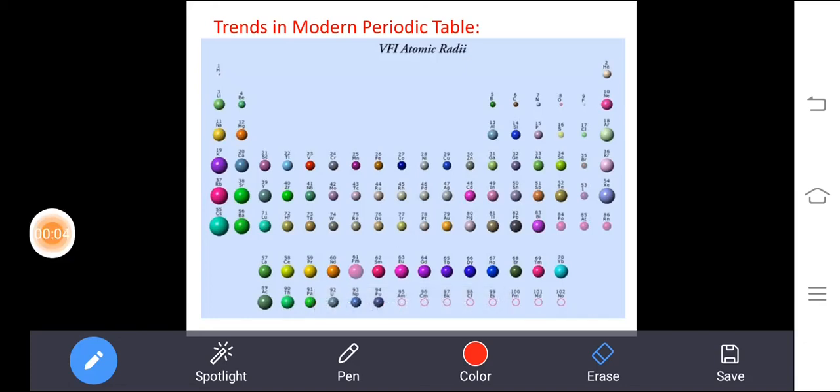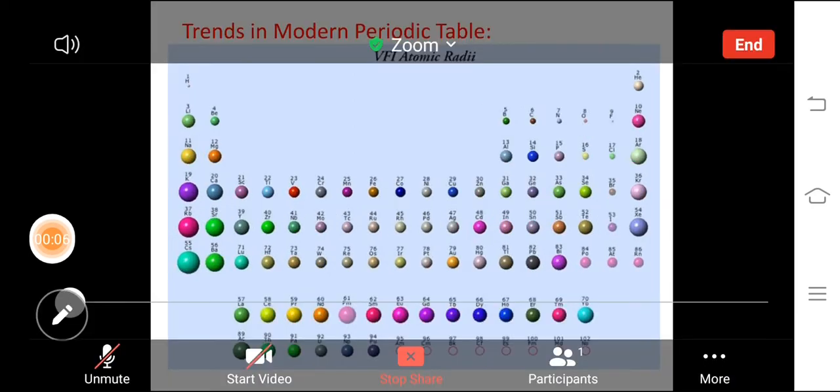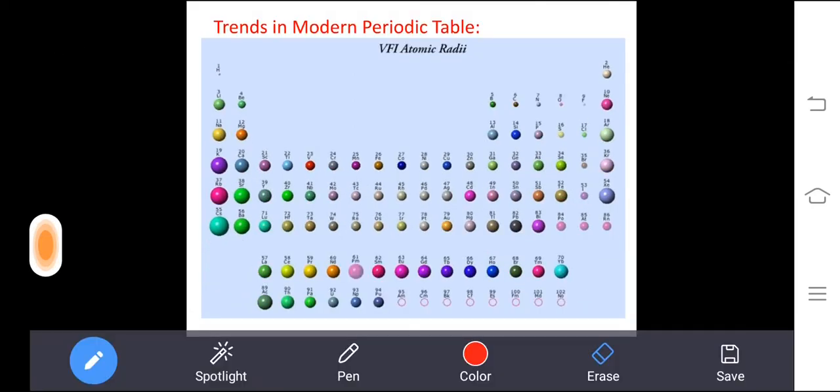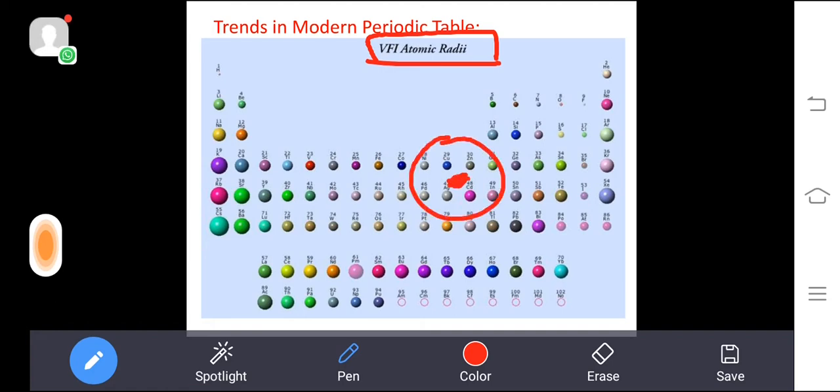Welcome to Conceptual Chemistry. In this section, we are going to discuss the trends in the modern periodic table. What are the various trends observed in the periodic table? First trend, atomic radius. What will happen to the atomic radius when you move from left to right and top to bottom? We know the atomic radius definition: the distance between the center of the nucleus and the outermost valence electron, that we can call the atomic radius.